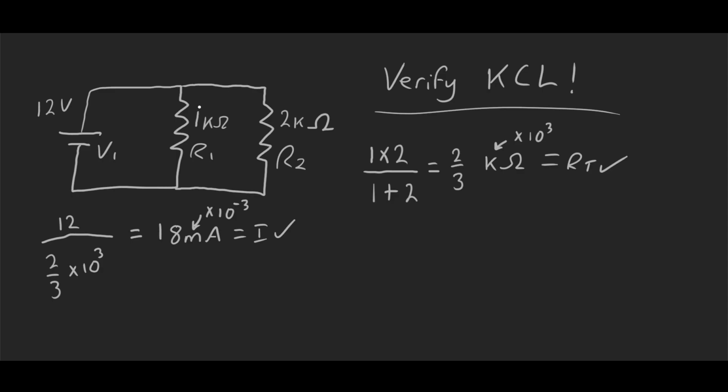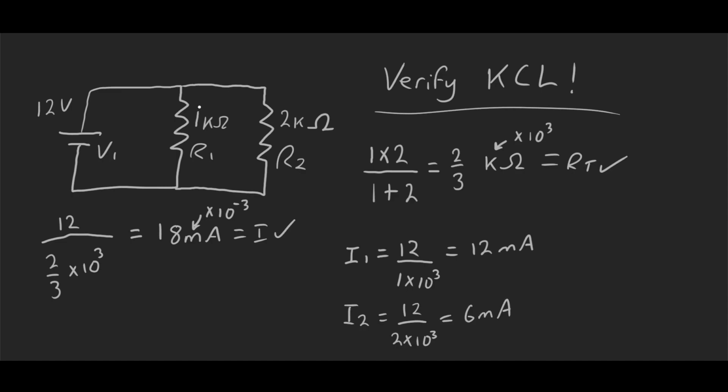We can start by verifying KCL by finding the current that flows across R1 and R2. So let's start with R1. Use Ohm's law, 12 divided by 1 times 10 to the 3 will give you 12 milliamps. Likewise for I2, 12 divided by 2 times 10 to the 3 will give you 6 milliamps.